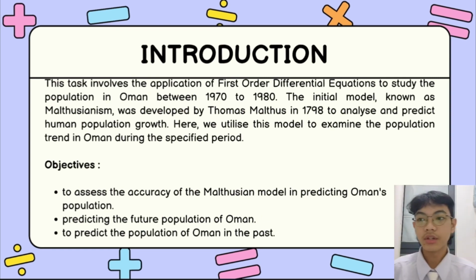For the introduction, this task involves the application of a first order differential equation to study the population in Oman between 1970 and 1980. The initial model, known as Malthusian, was developed by Thomas Malthus in 1978 to analyze and predict human population growth. And here we will utilize the model to examine the population trend in Oman during the specified period.